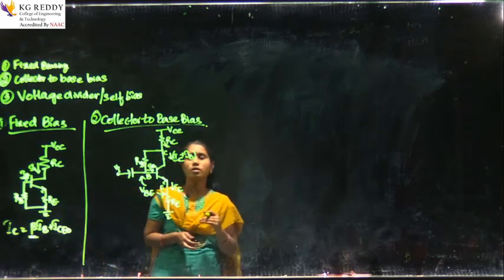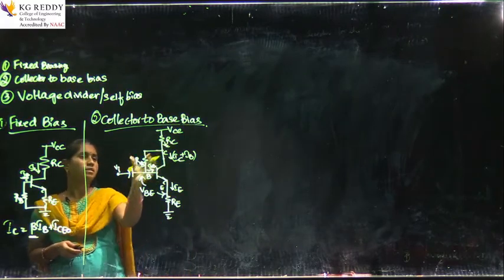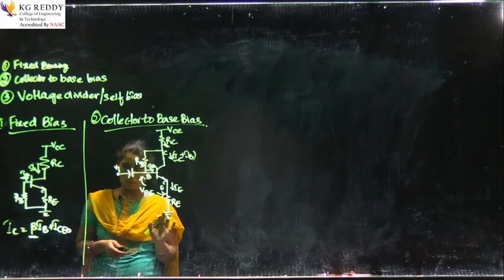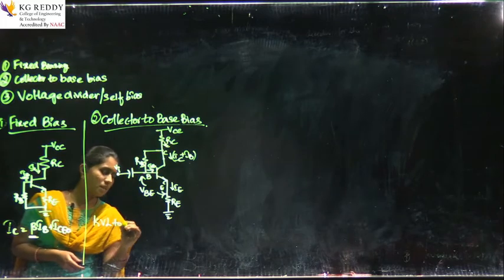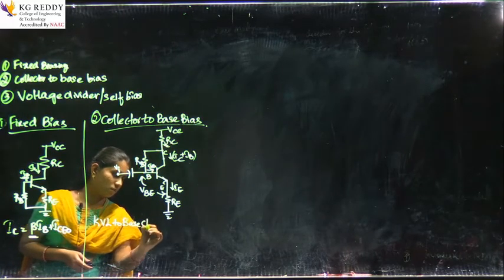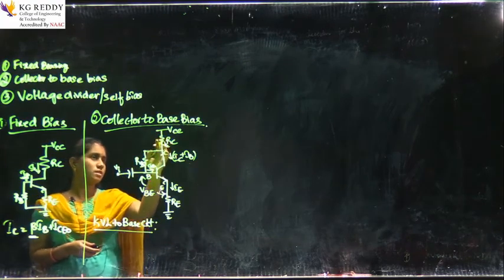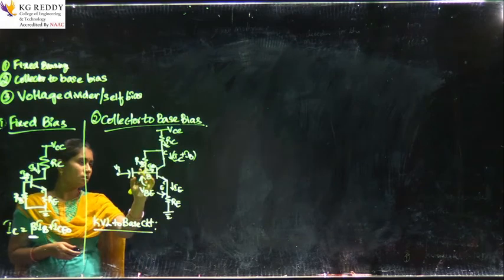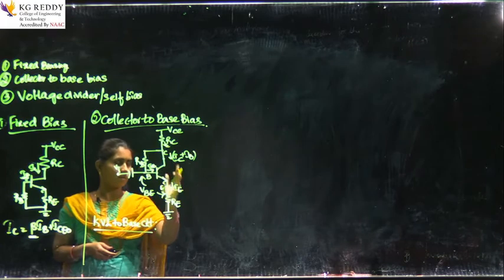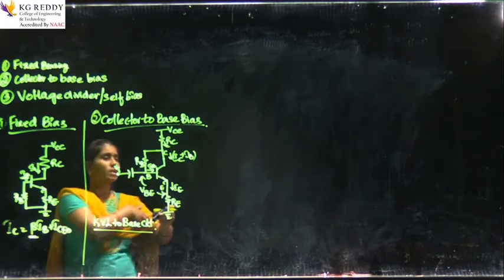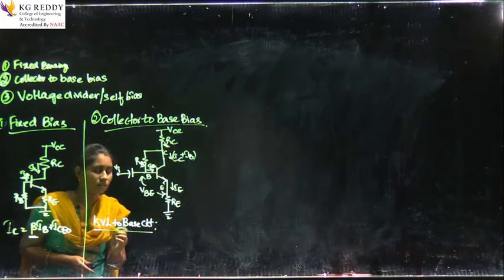When I analyze the circuit, before going for the analysis, let us apply some KVL to your base circuit. Okay. By applying KVL to your base circuit, it means that you need to apply KVL to this endpoint. Just look at your base circuit. Don't look at your collector circuit.